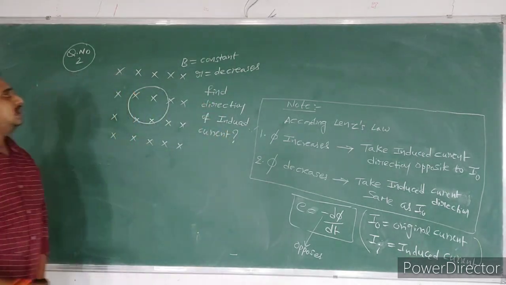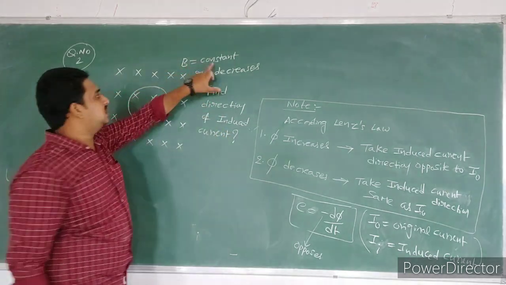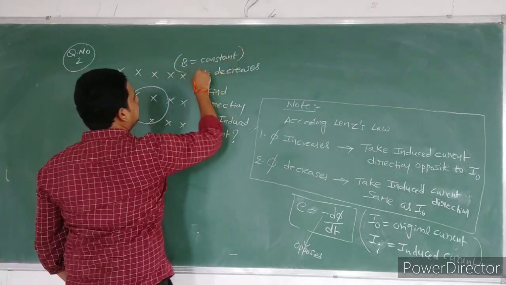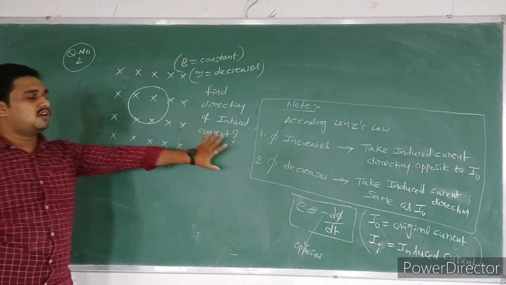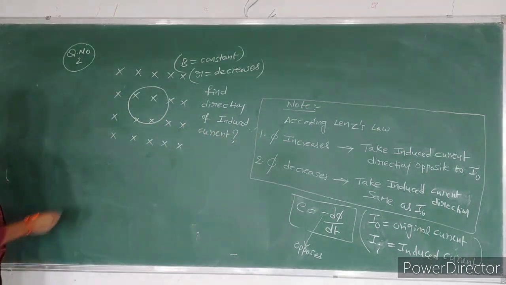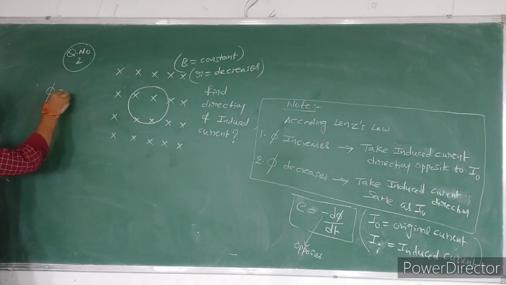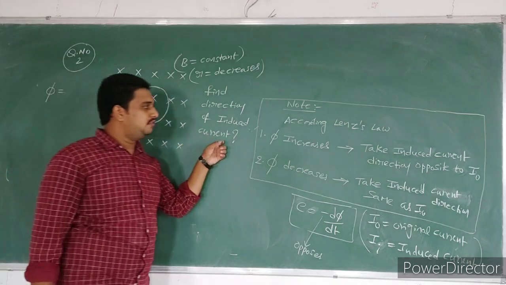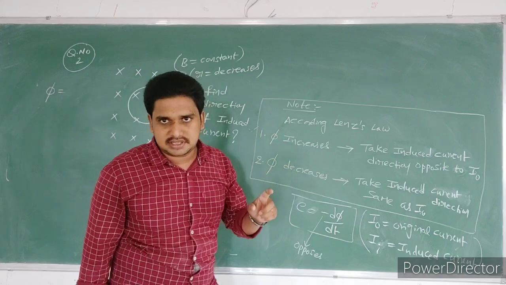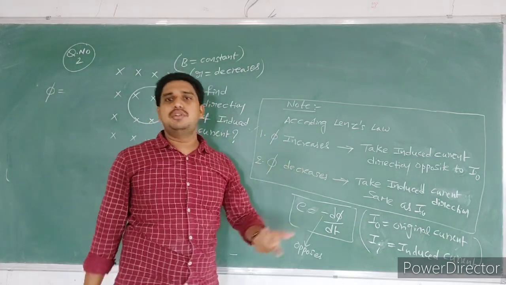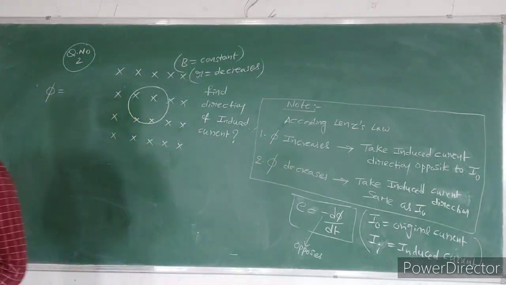So this is the question. The given magnetic field is constant. Radius decreases. If the radius decreases, find the direction of induced current. You already know the flux formula. How to find induced current here? First we find whether flux increases or decreases. If you know that, then we can find it easily.